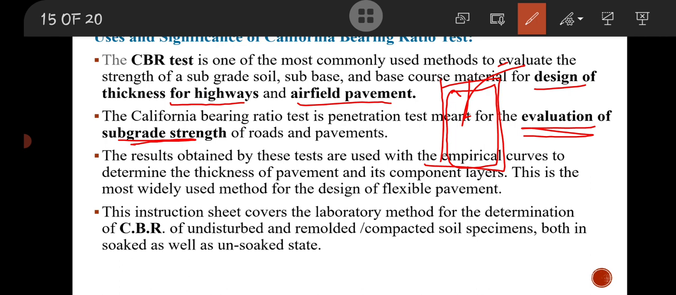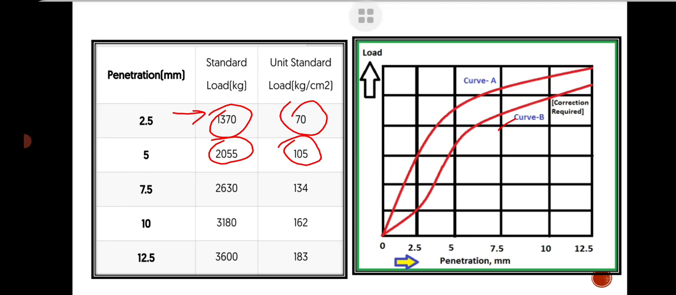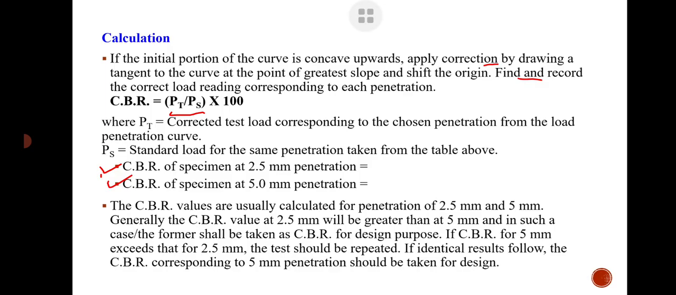First of all, thickness of pavement, highway and airfield pavement, and second, the subgrade strength. Again repeating the total test procedure.